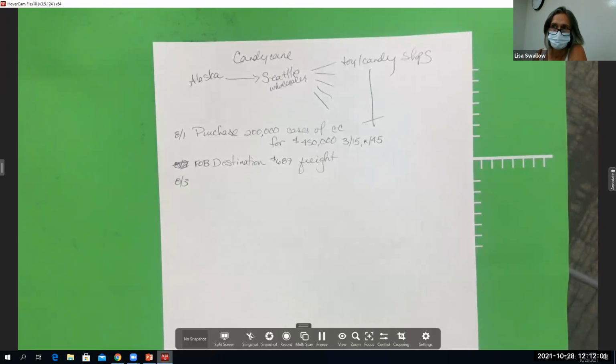Tyler, you got your thinking cap on. What are you thinking about the freight bill here? Free on-board destination. So who paid the freight? The folks in Alaska. So does anything happen on my books? Nope.